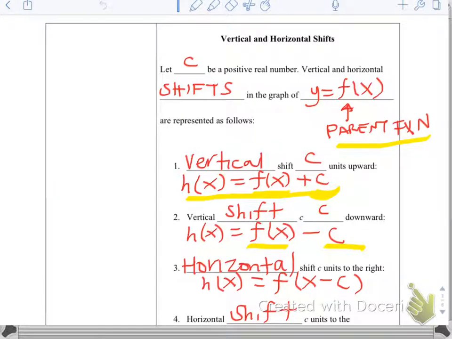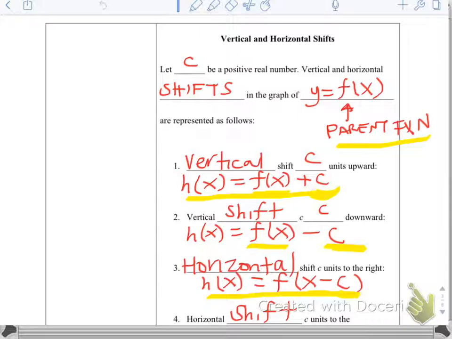And then we have 3, a horizontal shift c units to the right. Now this is where we have to be careful. Now our new graph is f of x minus c. You see how that c is inside of the function? So here in 1 and 2, the function comes first, and then you add or subtract c. But here your function is inside. Now this corresponds to that example 2.